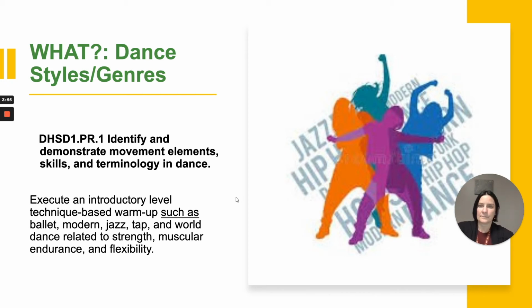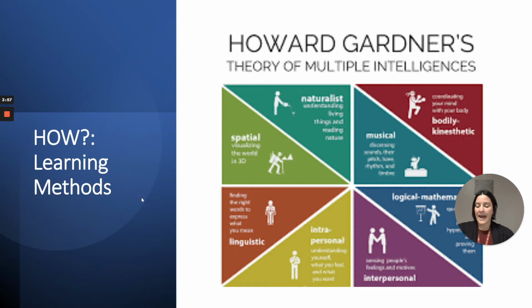So that's the what. The how, so I just threw this up there, Gardner's theory of multiple intelligences. So talking to your students about what learning methods work best for them would be another way to begin the facilitation process in your class. So right away, we know that dance covers most of these 8 multiple intelligences.